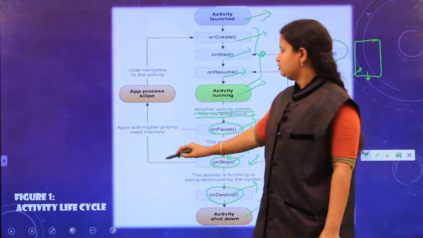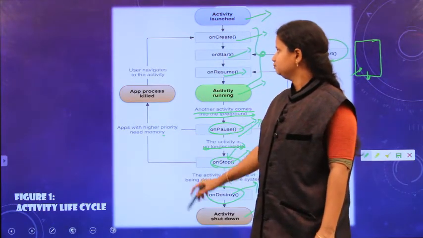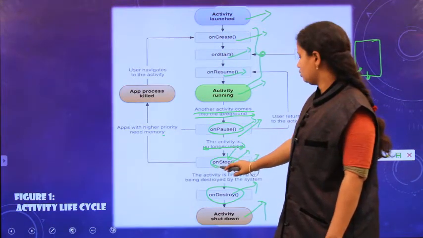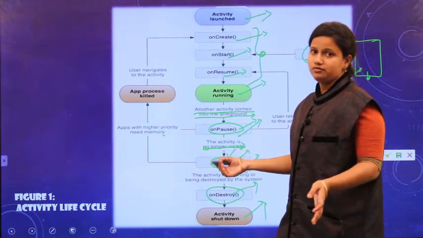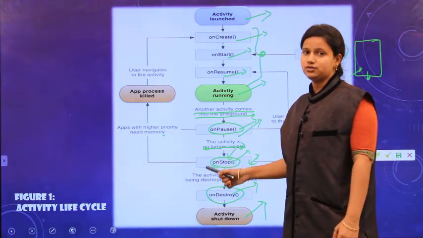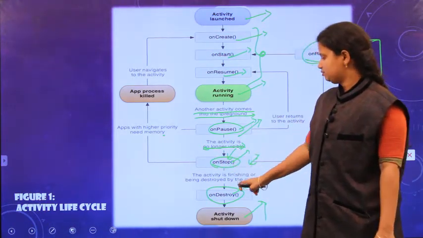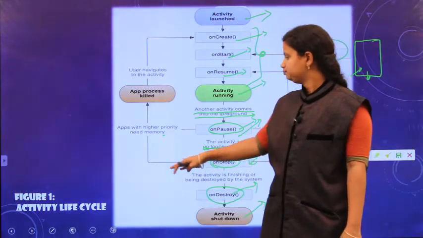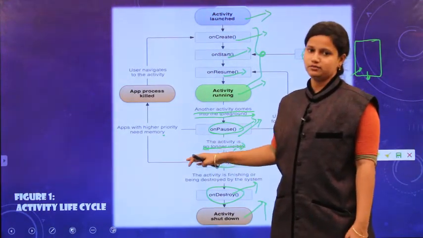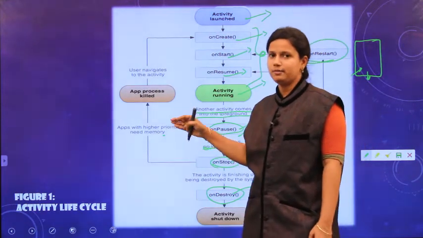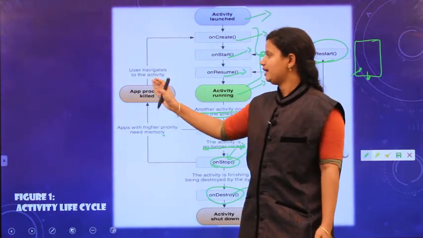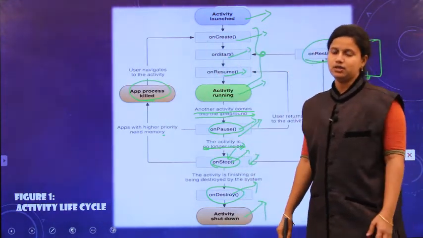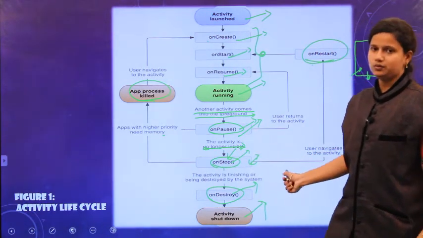So next one is, apps with a high priority need memory. The user navigates to onCreate. So your activity is no longer visible, which means you are not going on with the processing of the first activity. In that situation, there are two types of things. The first one is that it will be destroyed by the system. That means it will be destroyed by the user, or a high amount of memory is required. So when any applications need memory, the app process is killed and the user navigates to the onCreate method. So these are the seven different methods involved in the activity.